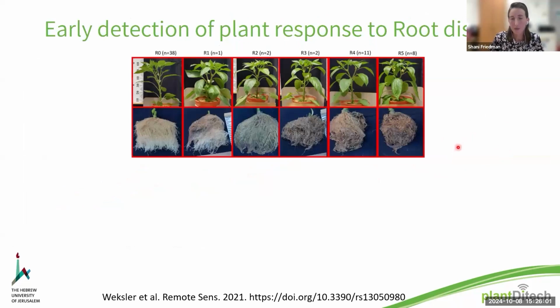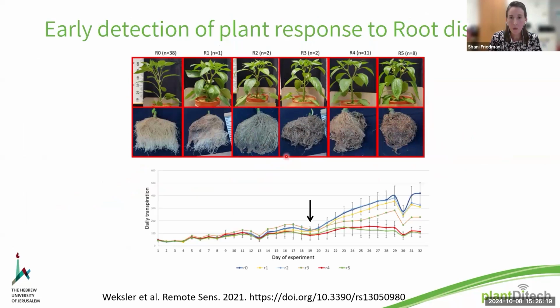The last use case I will present is Wexler's work. He had an experiment with peppers that had some kind of root rot. By the end of the experiment, the shoots looked quite similar. However, the roots showed varying degrees of rot. So they classified the plants into groups of root severity. When using this grouping and looking back at the daily transpiration, they could have noticed differences between the plants that were found to be infected and the healthy plants. The difference was found already here, much before the end of the experiment.